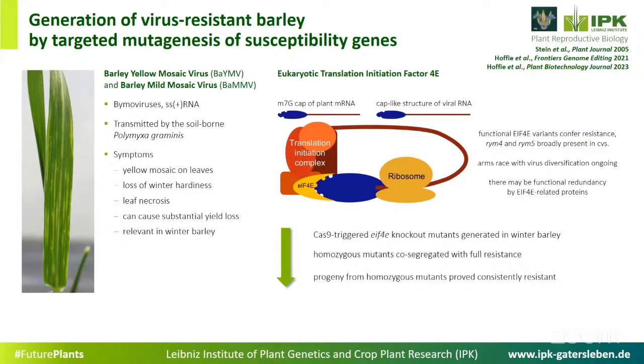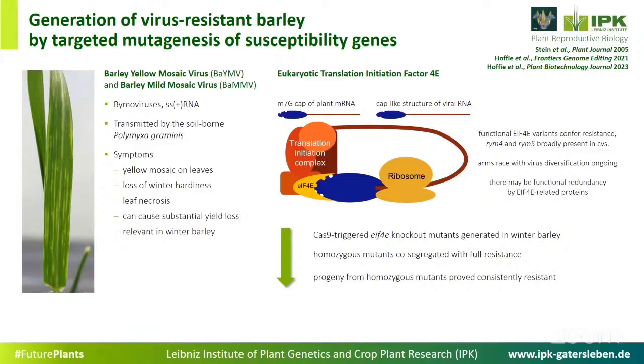Since EIF4E is not a single gene encoding such a protein but a group of genes, we thought maybe we could knock out the most important one and the others may take over the function. So we used our technology to knock out this EIF4E gene, and we got homozygous mutants, which co-segregated with full resistance.